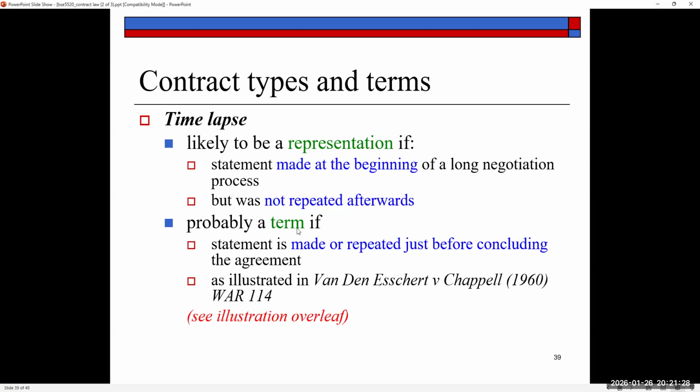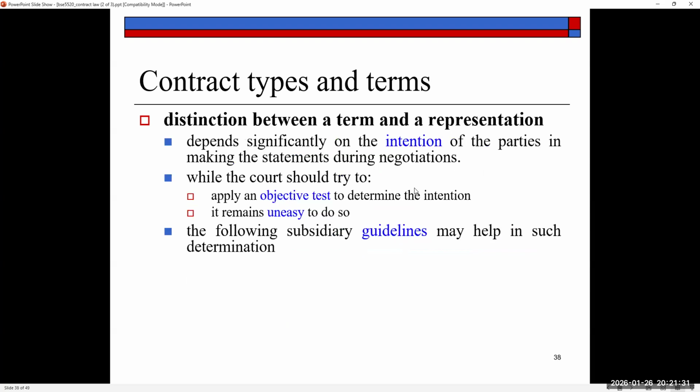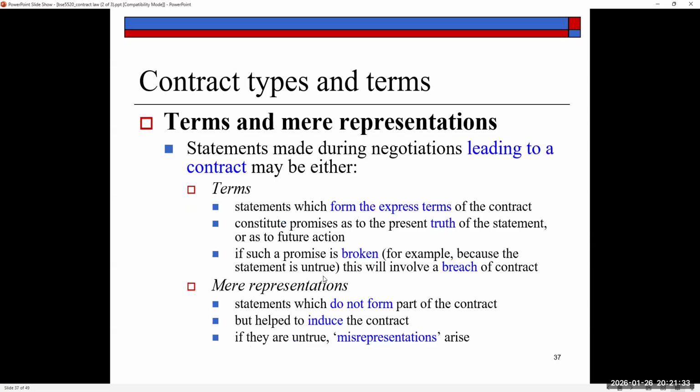So what's the difference between a contract term and a representation? For a contract term, it is a promise. If it is broken, this would involve a breach of the contract. For representations, they just help to induce the formation of the contract. If they are broken, that may not lead to an entire breach of the contract. And in case they are untrue, they are misrepresentations.